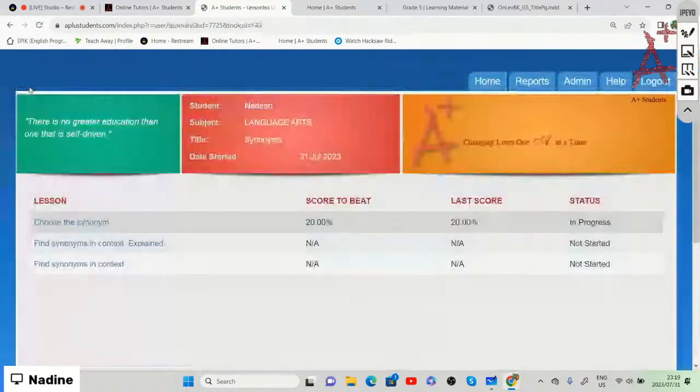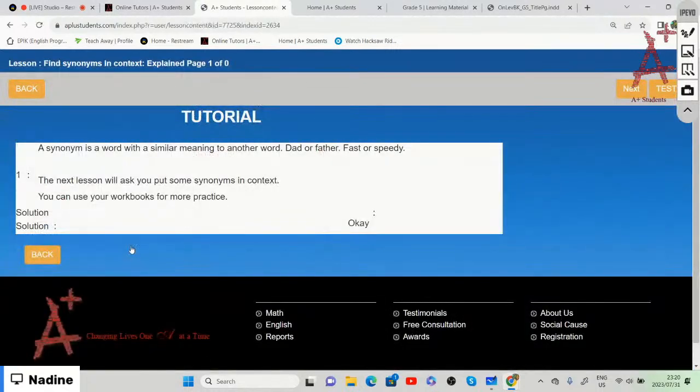All right, so that is basically choosing synonyms, right? And we see synonyms are two different words that are almost the same in meaning. So now we're going to find synonyms in context, right? And we see that a synonym is a word with a similar meaning to another word. So you'll have two different words, but the meanings of these words are similar to one another.